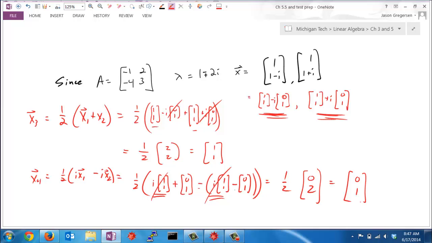Now, why did I take 1/2 in the sum and 1/2 in I times the difference? Is that what I needed to do? Am I going to have to do that every time? Or is there something special about 1, 1 and 0, 1? Back to my eigenvectors. What I've done here was I've taken linear combinations specifically to generate just the real part and just the imaginary part of my eigenvectors. All right, so I don't have to do this every time.